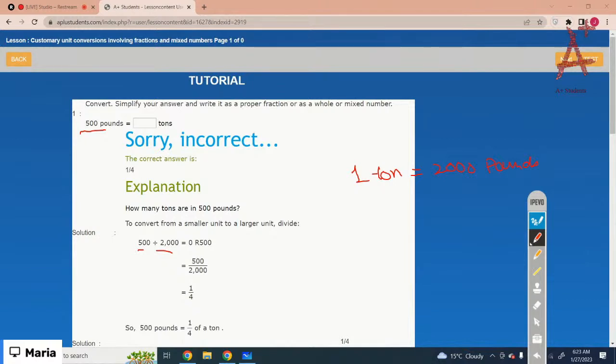We cannot divide a smaller number by the greater one. So that means it looks like 500 divided by 2,000. Got it? So just find a common factor and divide them. It would be then 1 over 4. That means 500 pounds equal 1/4 of a ton. Got it?